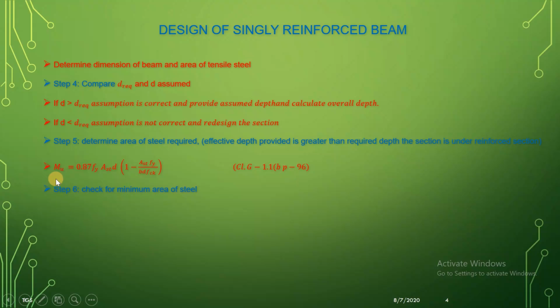Next step is check the minimum area of steel. Minimum area of steel, As by b d, is equal to 0.85 by fy, clause 26.5.1.1, page 47.